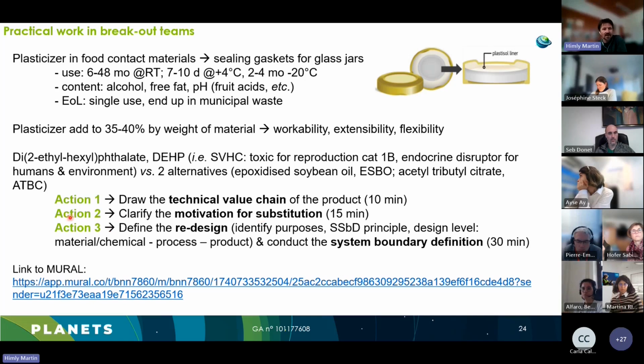And then we come back to the plenum again, report to each other. Maybe we have quite similar suggestions anyway, then this will not be a very long action in the plenum. Maybe it's quite heterogeneous, so we can discuss a bit about it. And then we go into a little bit more extensive action 3, which is then to define the redesign and the boundaries of the system, basically.